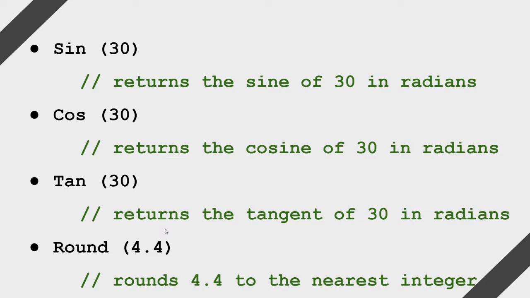Also, we have a method that can be used to round any float value. For this example, I had round with 4.4 in the parentheses, and this would round the value depending on the decimal number. So the result here would give us 4 because the decimal number here is 4. But if the decimal here was 4.5, it would be rounded up to 5.